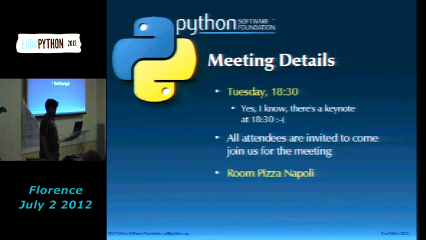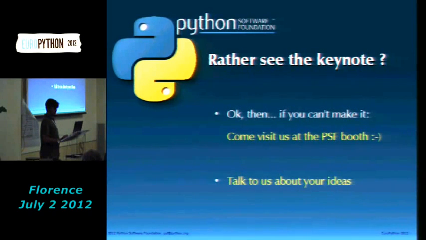You're still all invited, and because I know that not all of you are going to come, we have a small room there, it's just 50 seats. I would still like to see some of you at that meeting. It would be great to have some of you there. The room is Pizza Napoli, which is on the first floor. And then you can see how we work, ask questions, and you can also become a member.